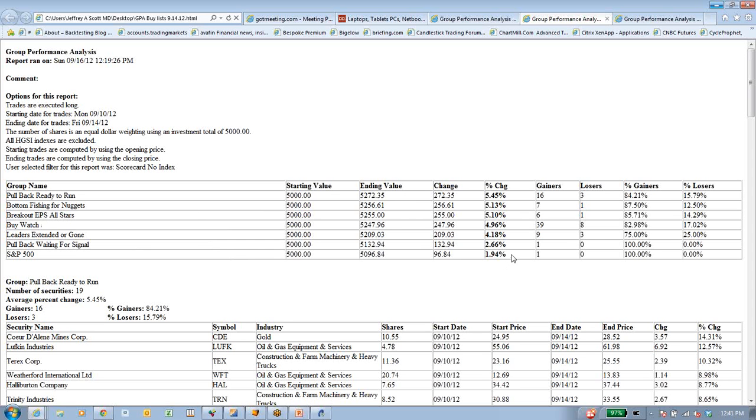So as we talked before, S&P 500 was up 1.94. My buy watch was up about 5% overall, 83% positive. That's a home run week. It's not a typical week.